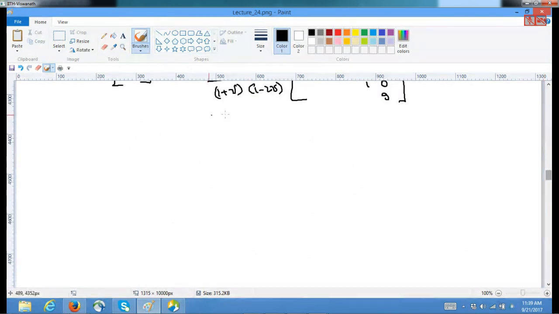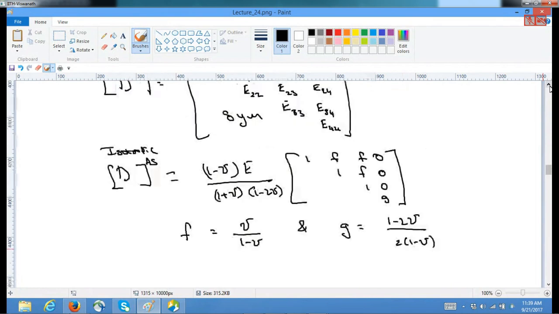Where F is given by mu by 1 minus mu and G is given by 1 minus 2 mu by 2 into 1 minus mu. Since it is isotropic material, we should only have two independent material constants, E and mu. If you look at it, it is defined by E and mu. Even F and G are only restricted to mu, which is part of the two material constants.